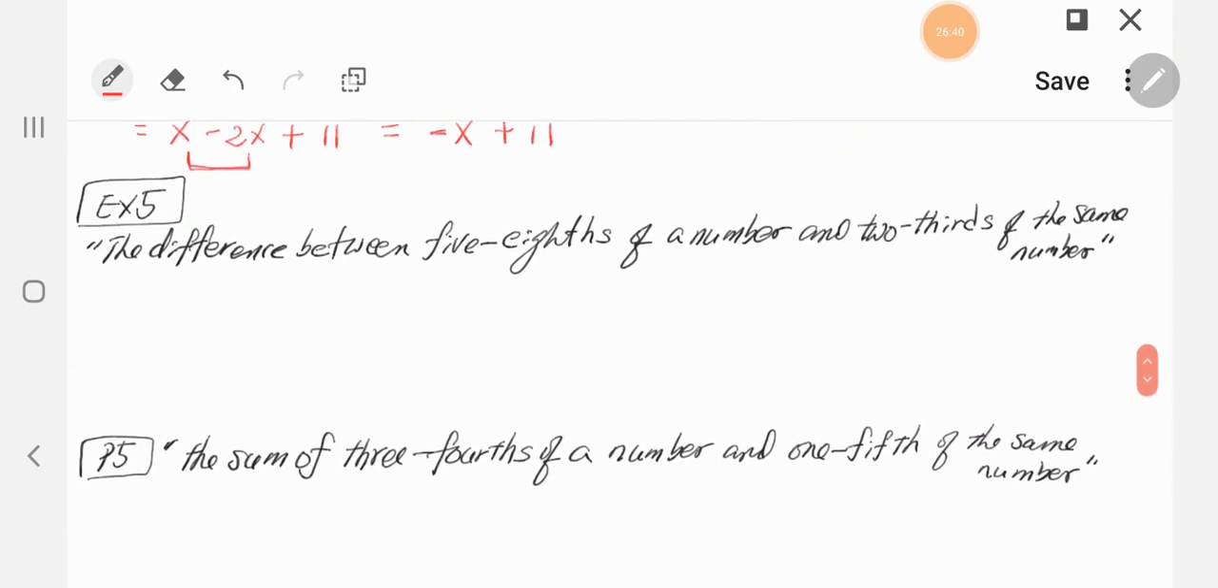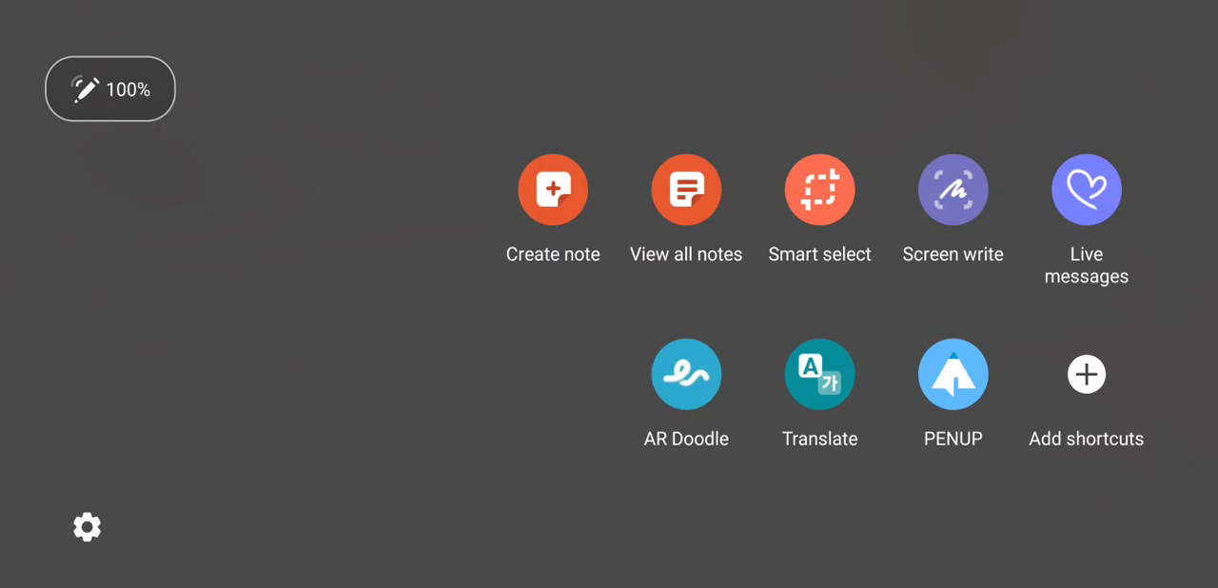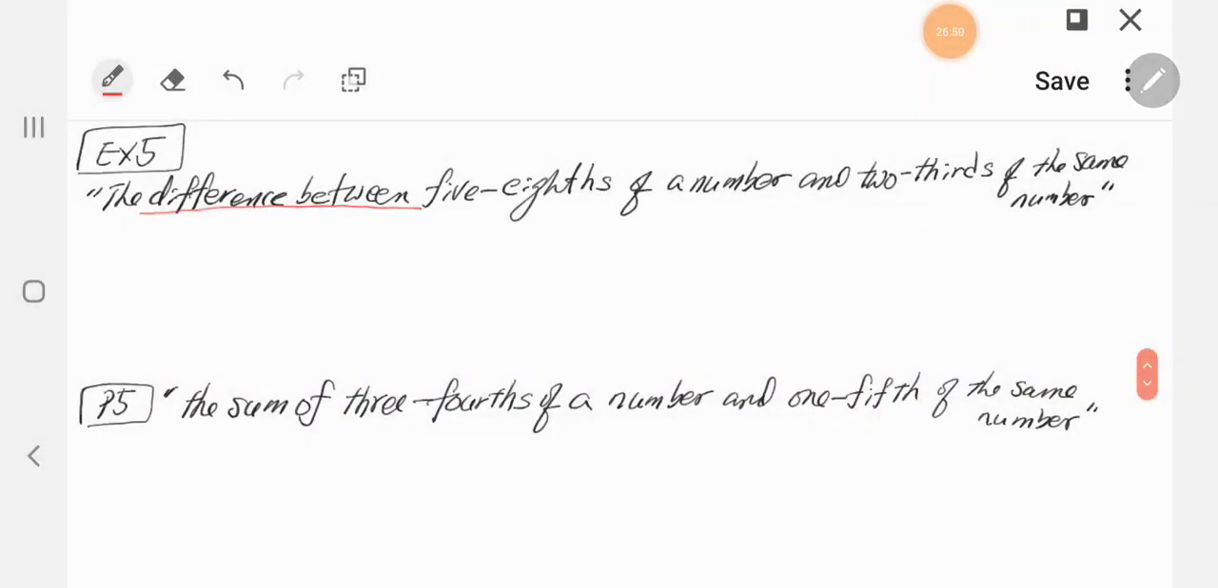All right, example 5. We will do the same thing. Translate and then simplify. Okay, the difference between. Okay, what do you mean by the difference between? Difference between means subtract, right? Subtract. So the first expression is 5/8 of a number. And we have an "and". So this "and" will be replaced by minus. And the second part is this.